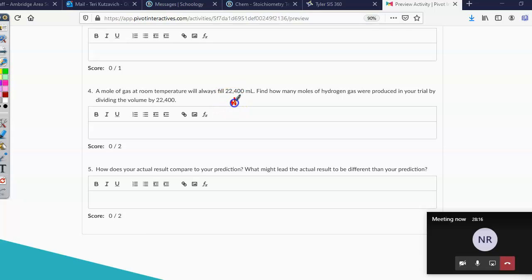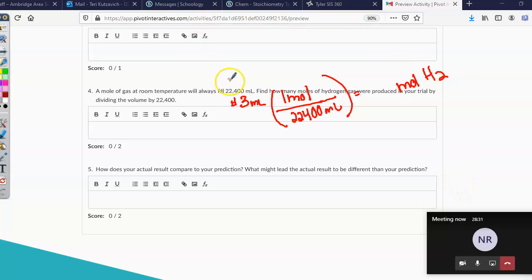So you will take your milliliters in number 3, and you will divide it by 22,400 milliliters. And that will give you moles of hydrogen gas. So whatever you got in number 3, the problem right before it, just divide it by 22,400.